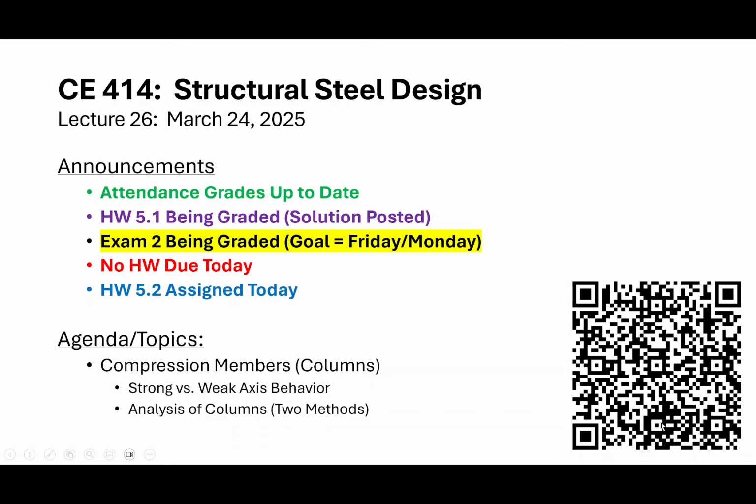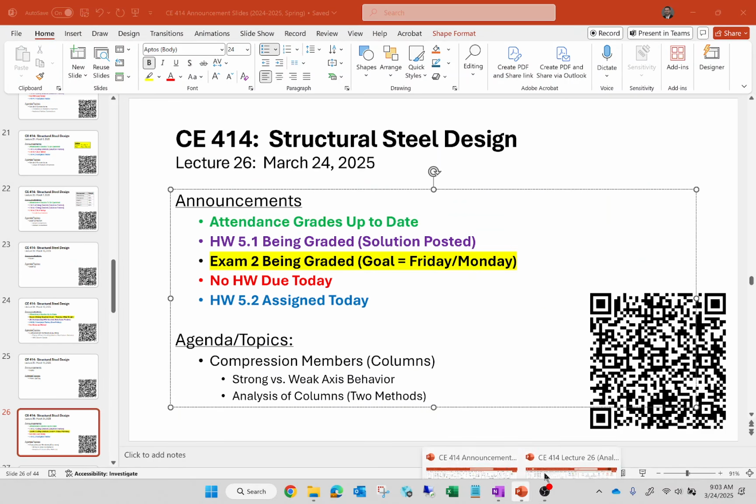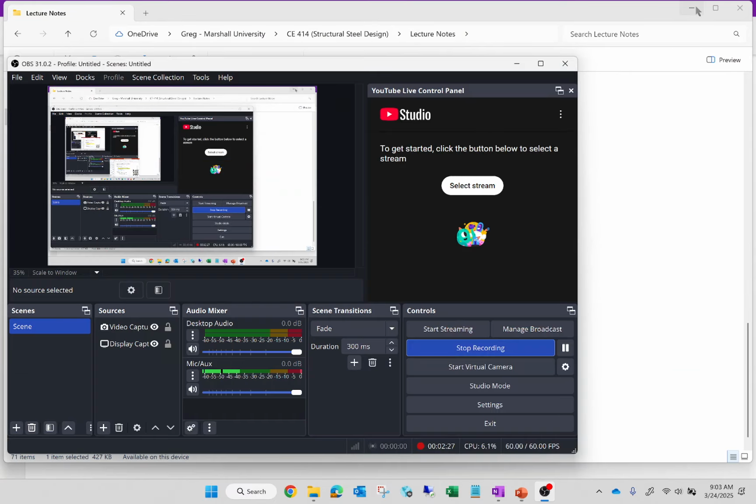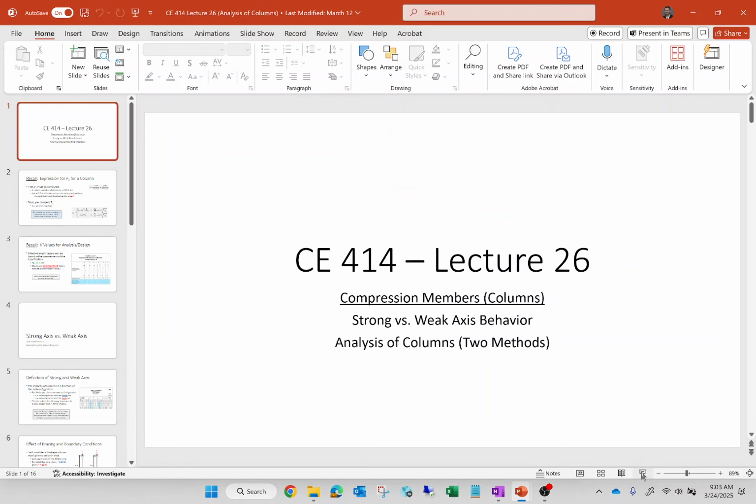Okay. Does everybody have the QR code? Everybody get that? Okay. I don't know what happened there. There we go. Why wasn't it pulling up?